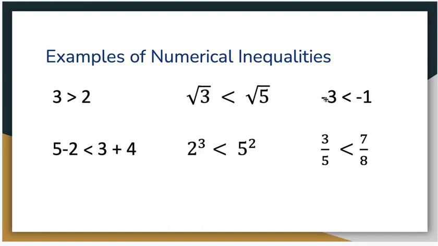Negative 3, which is further to the left, is smaller than negative 1. And 3/5 is less than 7/8. We can know this if we make the same denominator. We will have 24 over 40, and this is 35 over 40. So 24 over 40 is less than 35 over 40.